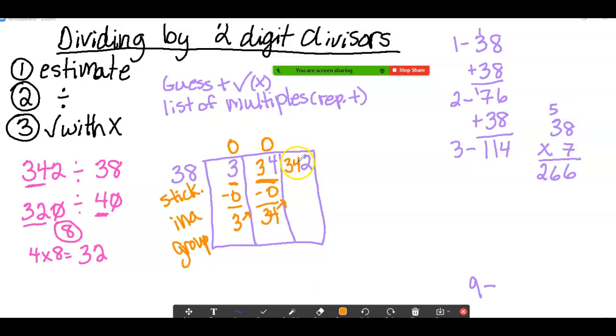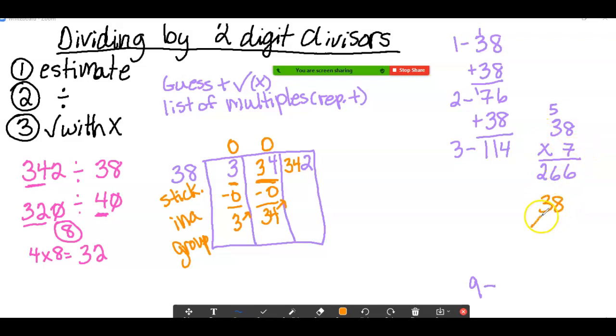Well, now is where this strategy that I chose comes into play. If I did all of my multiples all the way to 9, I can start looking for 342 and see which multiple that fits with. If I'm using guess and check like this, then I have to start using some number sense. So 7 groups of 38 is 266. Well, that's not enough. So I think I'm going to try 8 groups because 7 groups wasn't enough.